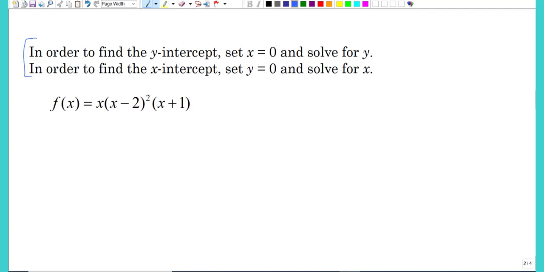How do you find the x and y intercept of any function? It always stays the same. For the y-intercept, you let x equal 0 and solve for y. And for the x-intercept, you set y equal to 0 and solve for x.